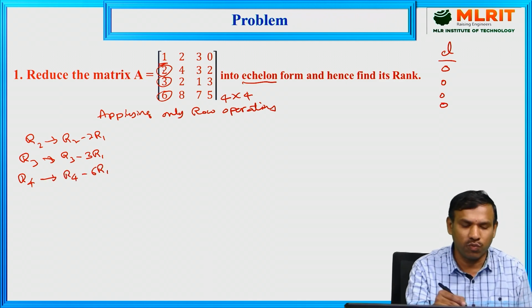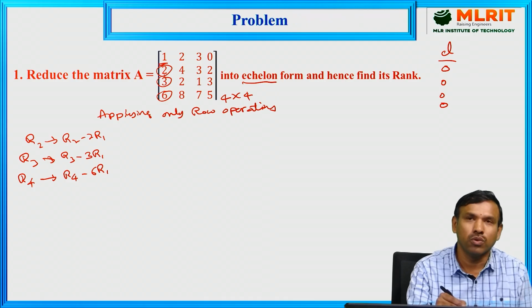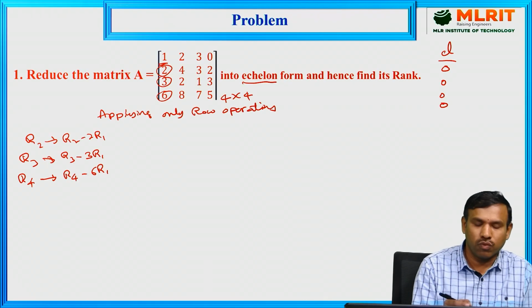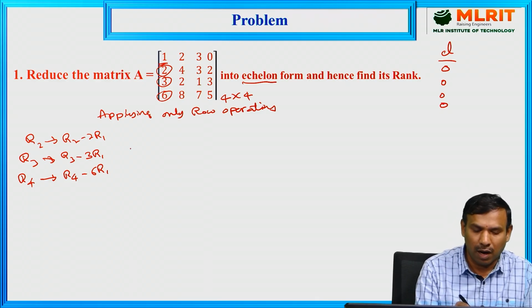Why? Because look at this one: 1, 2, 3, 6. 2 into 1, 2, 0. 3 into 1, 3, 0. 6 into 1, 6, 6 minus 6, 0. Just multiply with the respective elements, right? So that we can make it 0. Look at this one. Let me apply this operation.